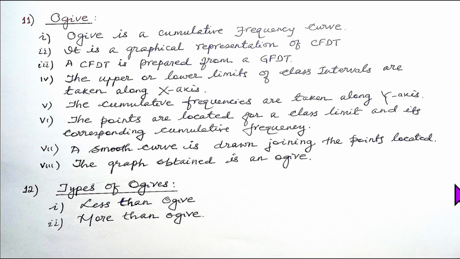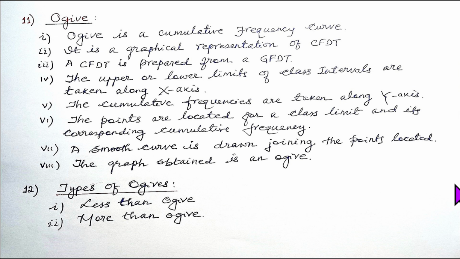Now, the upper or the lower limits of the class intervals are taken along the x-axis to draw Ogive. Now, the cumulative frequencies are taken along the y-axis. The points are located for a given class limit, that is lower or upper, and the corresponding frequency to locate that point in the graph paper. A smooth curve is drawn joining the points located, and the graph obtained is an ogive.